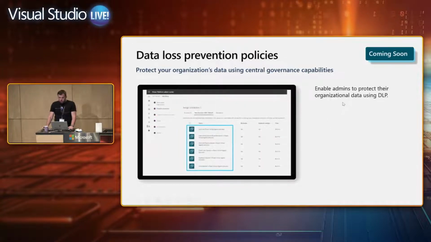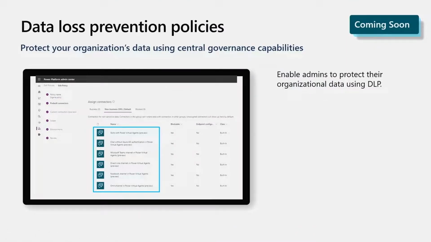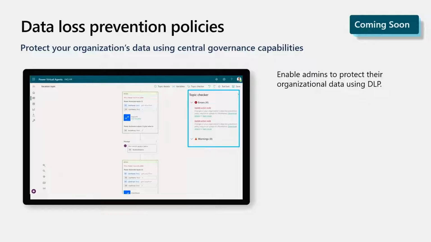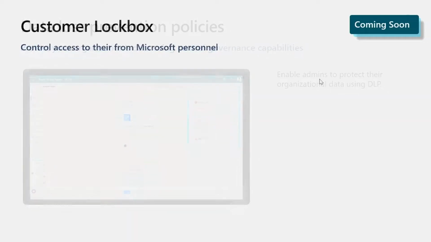And then last but not least, data loss prevention. Data loss prevention is our equivalent of having firewall rules or VNet constraints. So you can say this bot should not call my internal SQL Server database and then put that data out on the street. So you can create a policy to enforce that and make sure that doesn't happen.